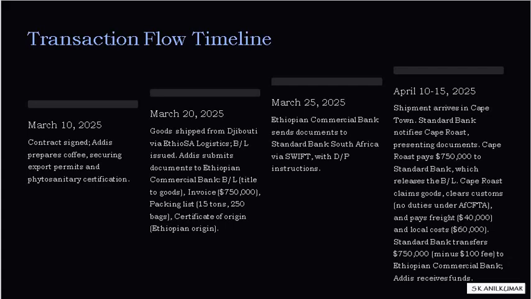But in this case, you have the African Free Trade Agreement for the continent. You have to only pay freight, because this is FOB, and then you have to pay for insurance and local clearing costs. Standard Bank transfers the money to Ethiopian Commercial Bank.